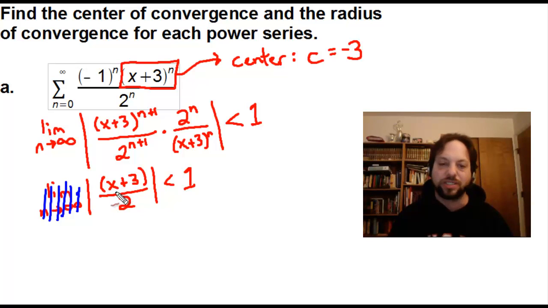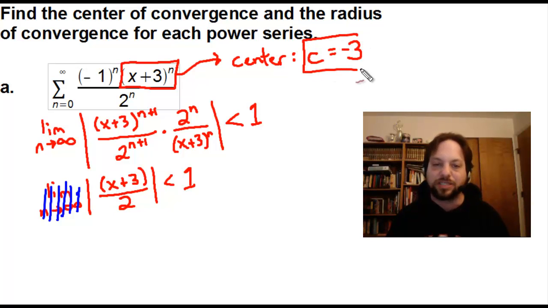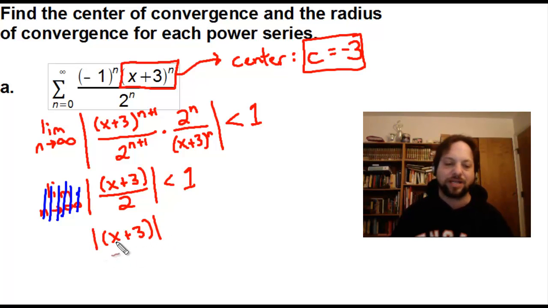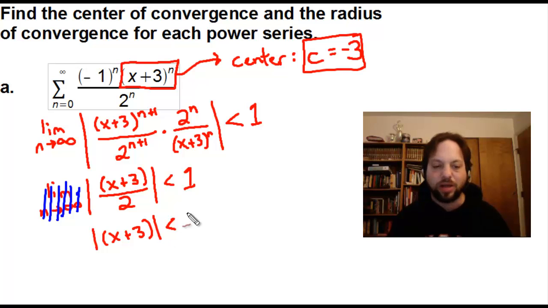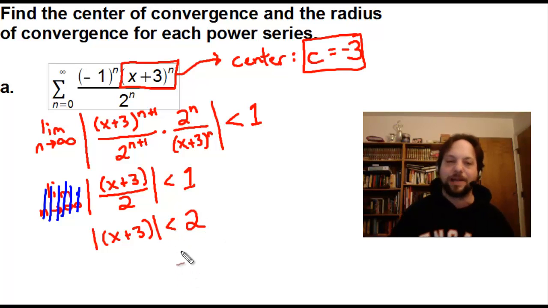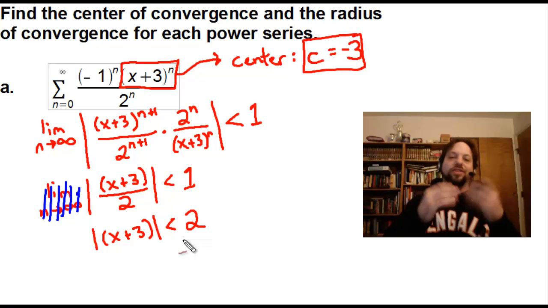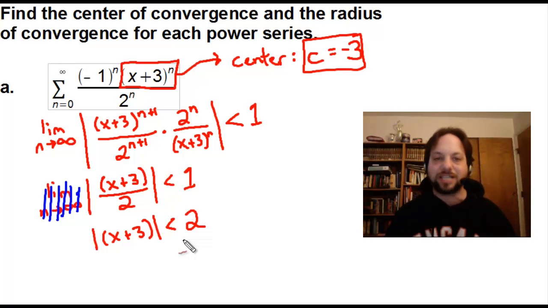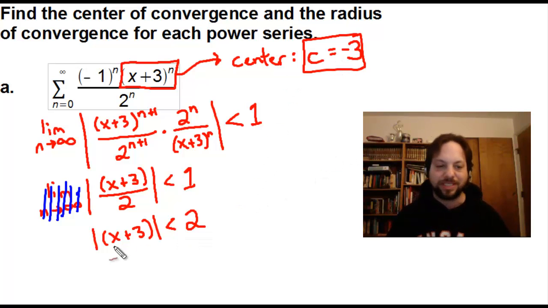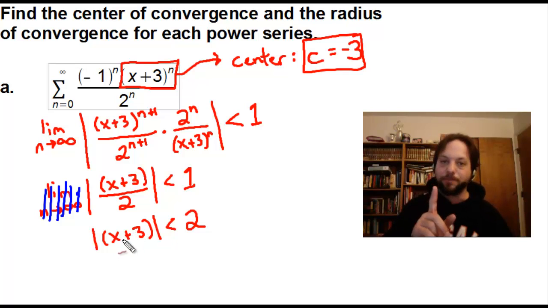What I can do is, because my center is based around -3, I do want to end up with this term by itself. All right, that is the magnitude of the quantity x plus 3 that defines my center. So what happened to the 2 in the numerator? Well, I just multiplied both sides by that and acquired this inequality. Quantity x plus 3 is less than 2. What does this tell me? Well, I already found my center at -3. My center is intact. That's very important.